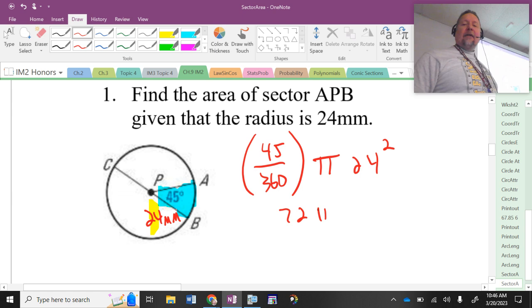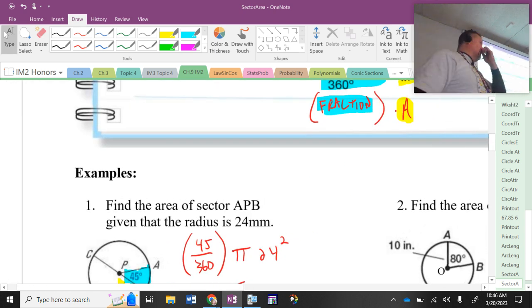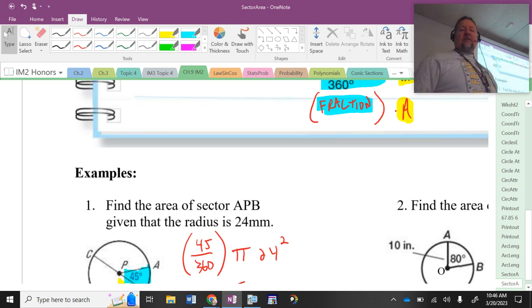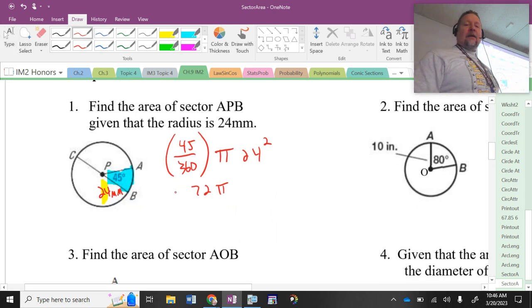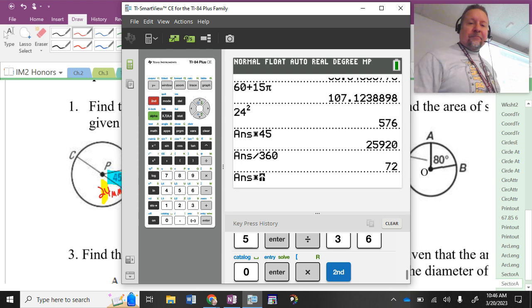72. Notice I never touched the pi button. Sorry if I didn't put directions, but we're going to keep going with the directions. Exact, or in terms of pi, and then to the nearest hundredth. Sometimes I like the tenth. Today we're doing the hundredth. And then that is times pi.